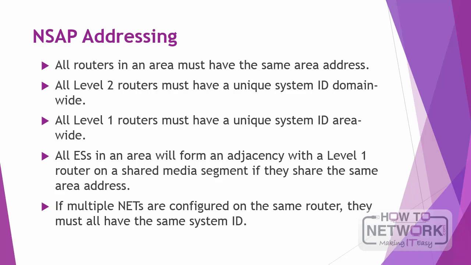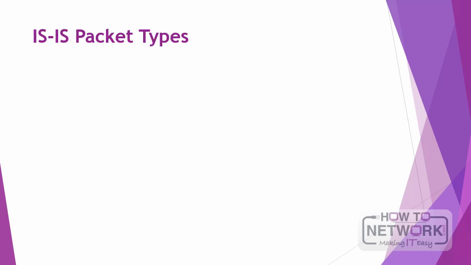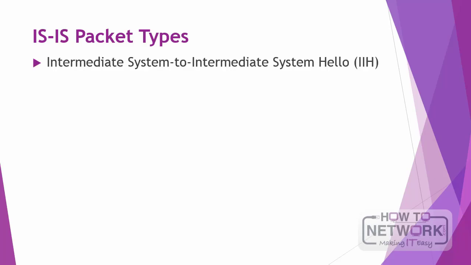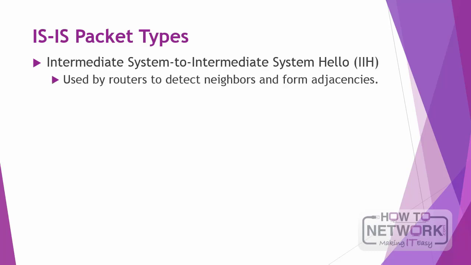Next, let's talk about packet types. There are 4 types of packets. Each type can be level 1 or level 2. First, there is the intermediate system to intermediate system hello packet used by routers to detect neighbors and form adjacencies.